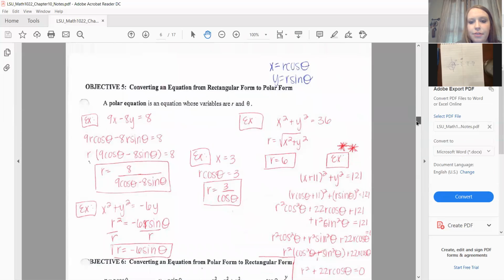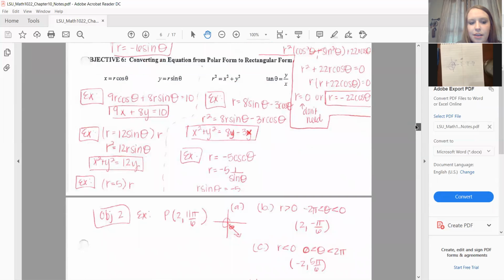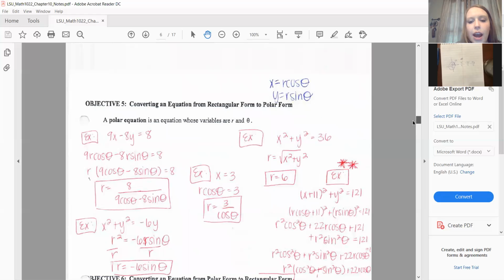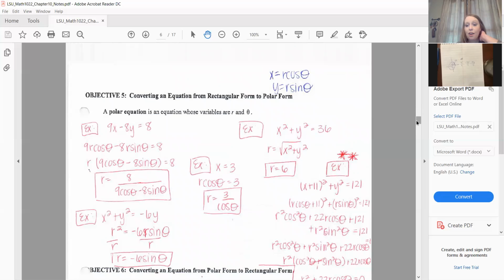Okay, objective 5. There's a big gap right there when it scanned it in. These are the 2 formulas you're going to be using. We're now converting equations. First, you'll go rectangular to polar, and then you'll go from polar to rectangular. These are the last 2 objectives. This is a very long lesson, so I would work on it a little bit every day.